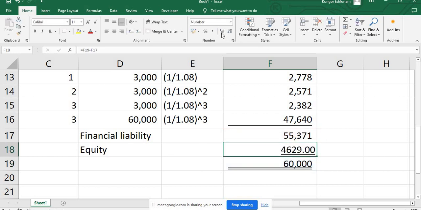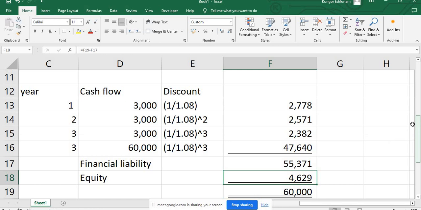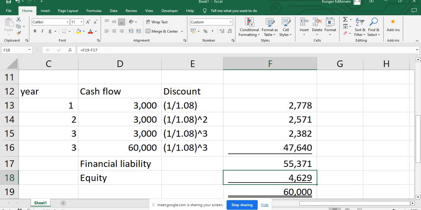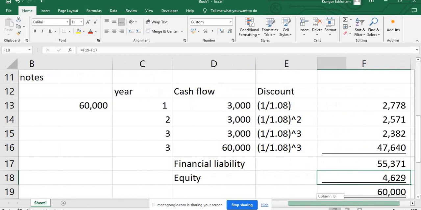So now let's understand what we have done. I know it's quite technical. Let's go back to our question. The question says that we have a 5% convertible loan note which was issued for 60,000. This is the face value of the loan note, and we will be paying 5% on this for 3 years, and then the loan will grow at 8%. That's the effective interest rate, the rate at which the loan would grow if we had not issued it. The 5% was calculated on the face value, which is 60,000. So that will be our cash flow.